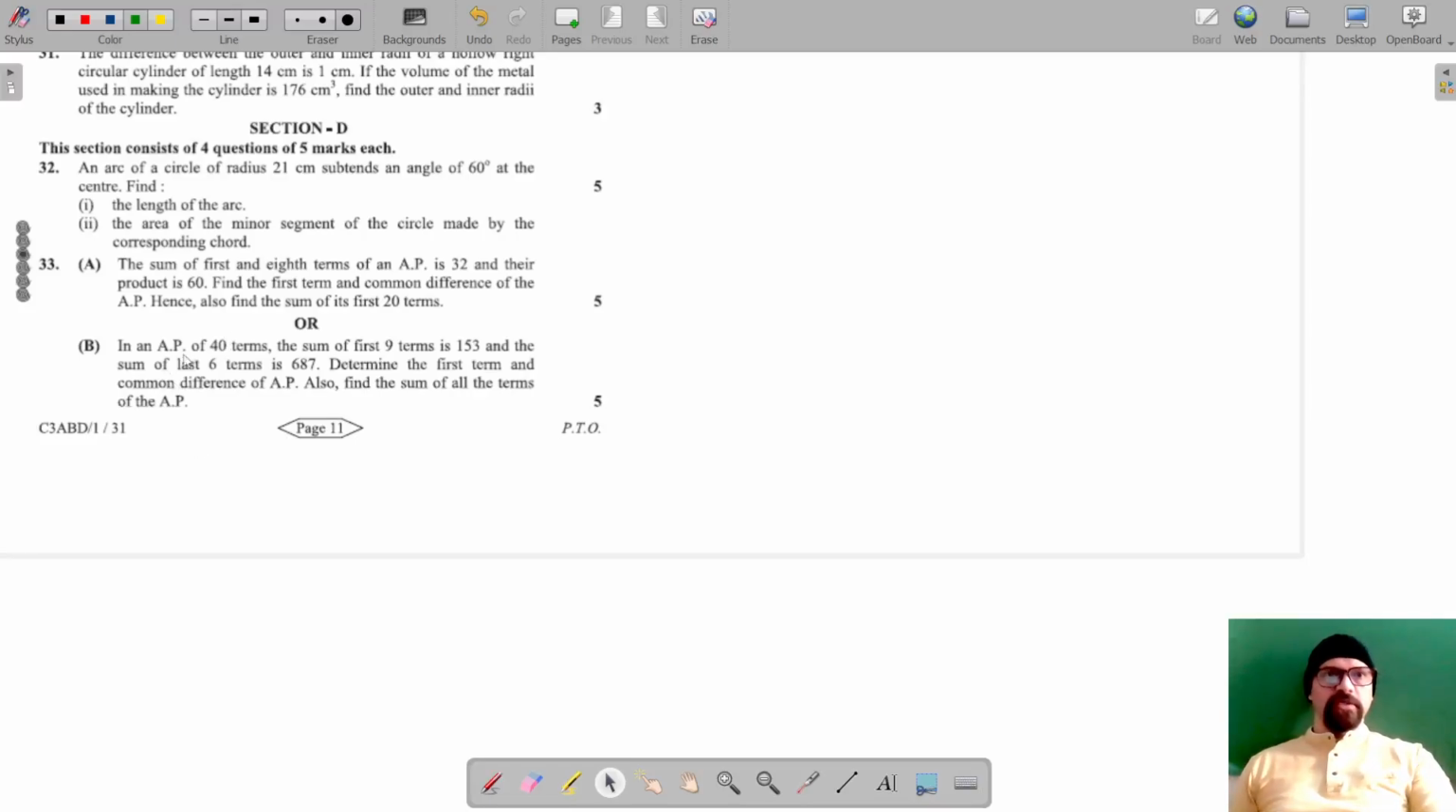Before section D, this section consists of questions of 5 marks each, and we are about to solve question number 32, which is related to areas of circles. This is of 5 marks. It's given that an arc of a circle of radius 21 centimeters subtends an angle of 60 degrees at the center. We have to find the length of the arc.